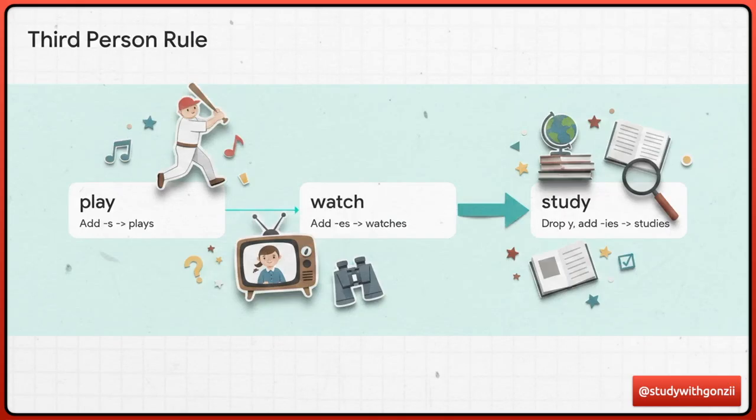Let's detail the exact spelling variations for this third-person shift because, well, the mechanics of the letters really do matter. Usually you just tack on an S, so play becomes plays. Simple enough. But if a verb ends in a sound like ch, you add es, making watch become watches. And look closely at this third one, study. When a verb ends in a consonant followed by a y, we drop that y, add an I, and then add es. So study becomes studies.